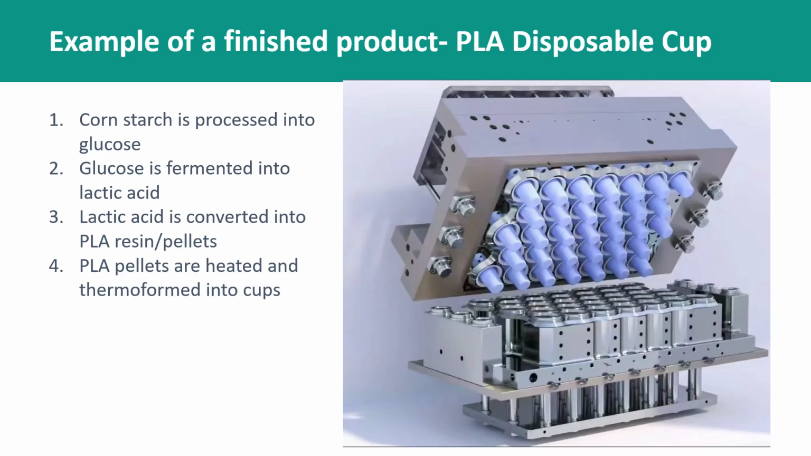Corn is processed into glucose. Glucose is fermented into lactic acid. Lactic acid is converted into PLA resins or pellets, and the pellets are thermoformed into cups.